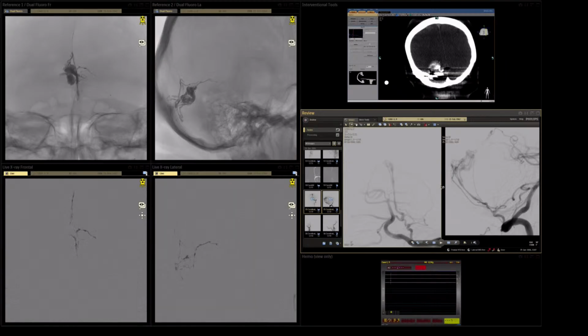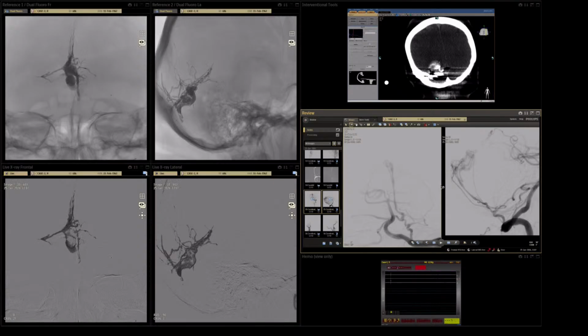Those are all collateral branches. Okay.